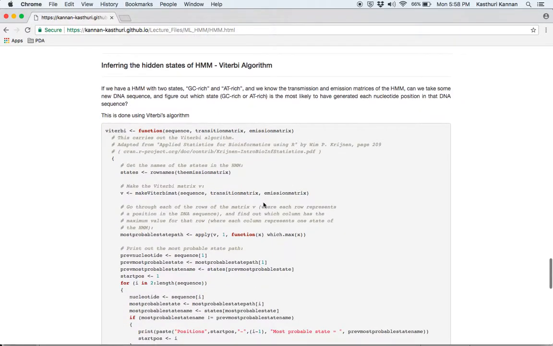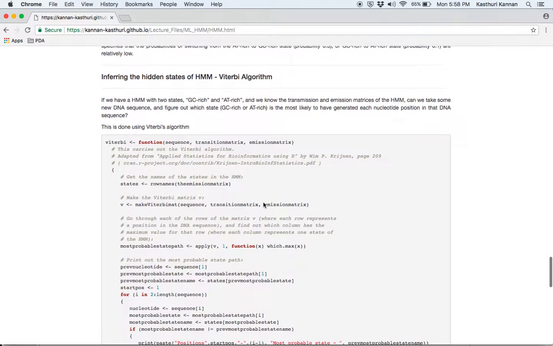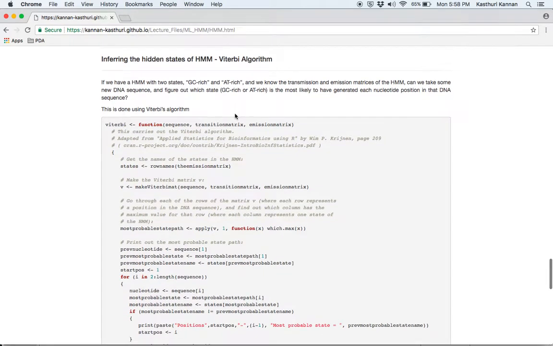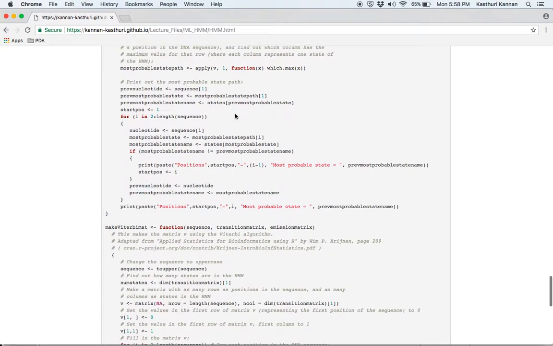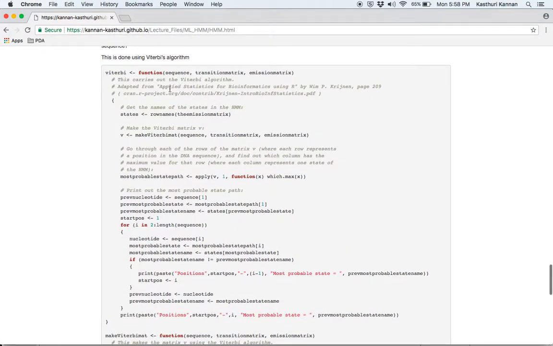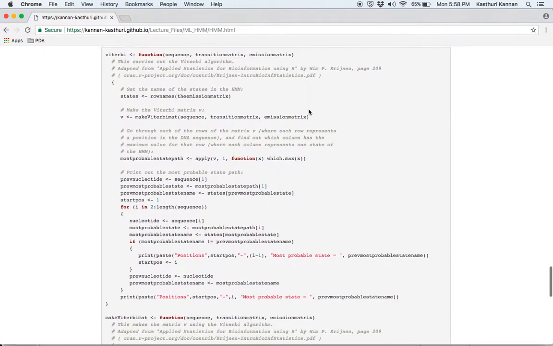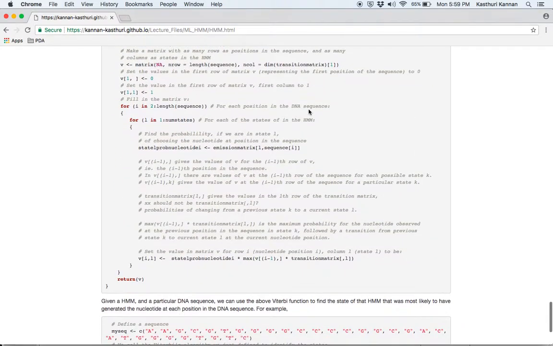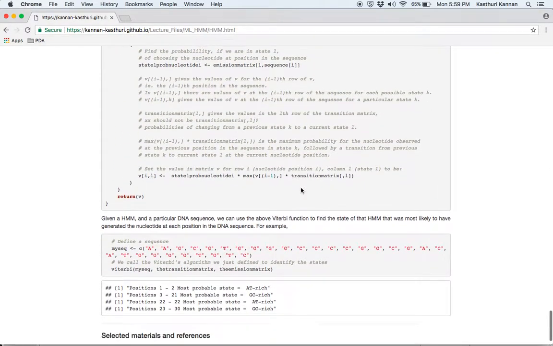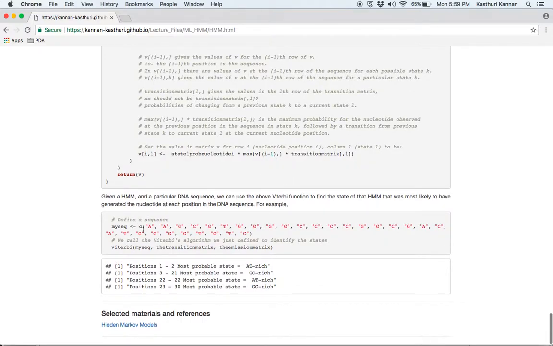Now, what if you are already given a genome and you want to identify AT and GC rich regions, right? That's where we use the Viterbi algorithm. This is given in the book Applied Statistics for Bioinformatics using R, and it is just a standard implementation of that. Once you have implemented it, it's easy. You are given a sequence, you just call this algorithm with the sequence, and it is going to tell you the possible state, whether it is AT rich or GC rich.